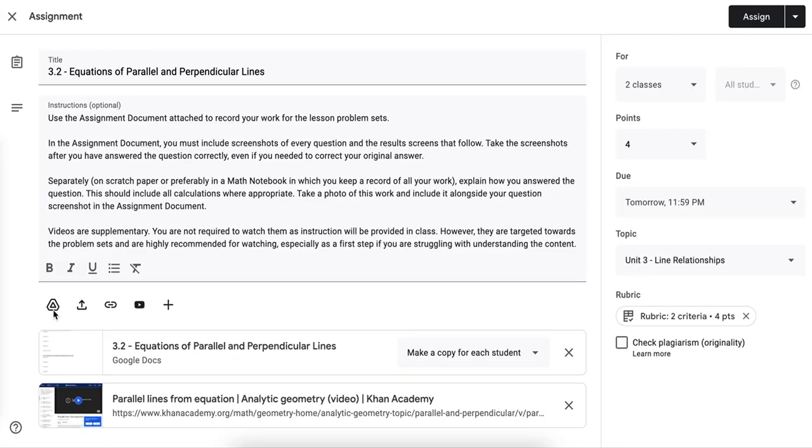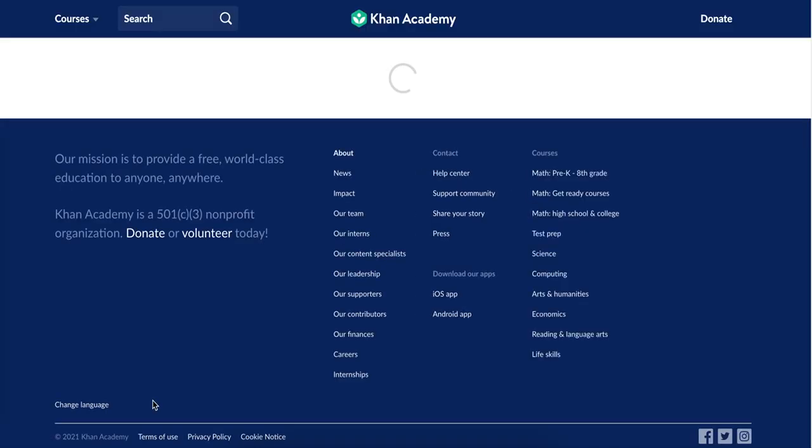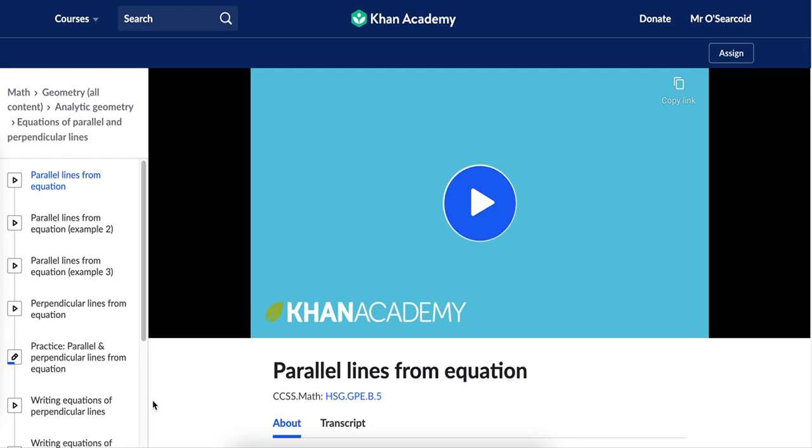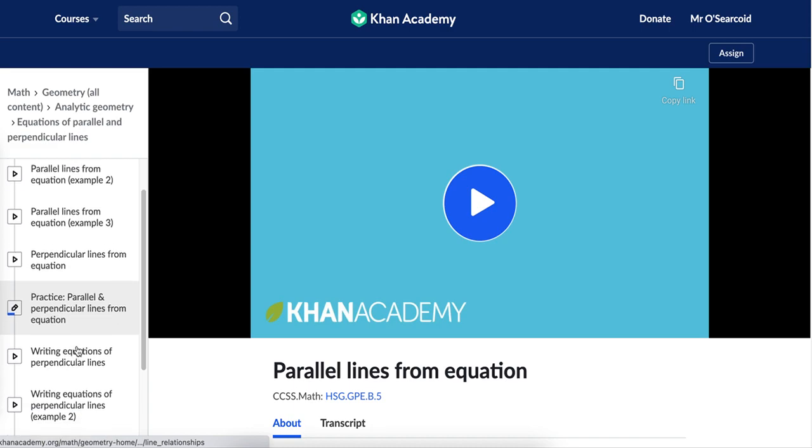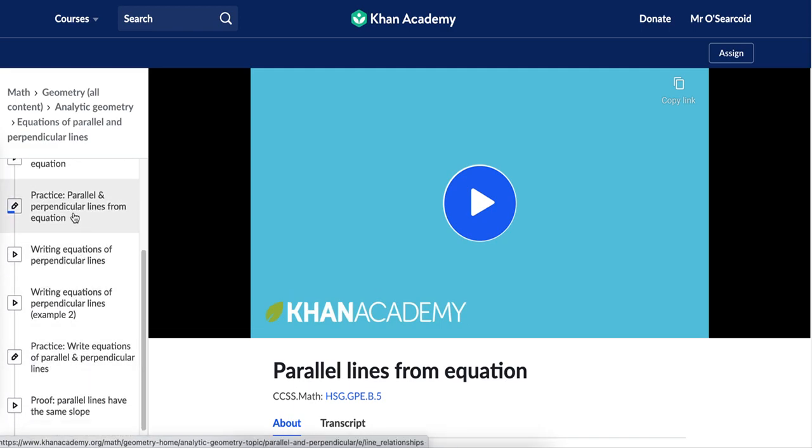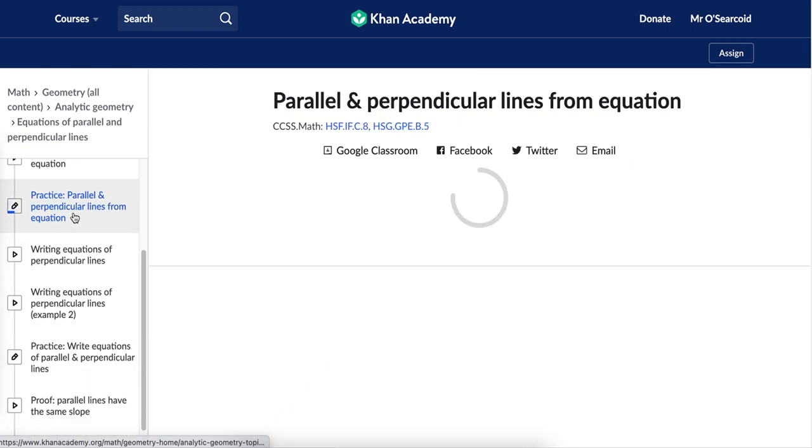Hello, today we're going to look at lesson 3.2, equations of parallel and perpendicular lines. We're going to open that up and take a look at what we've got going here. There's a bunch of videos here that you can use to help you along the way. I'm just going to go straight for the two assignments that we've got to cover, and we'll take it from there.